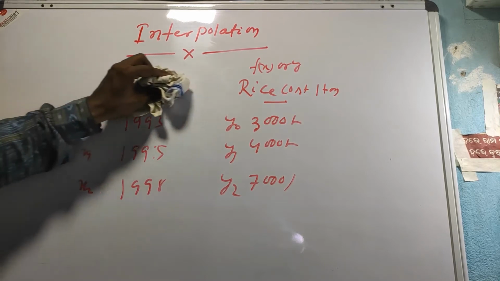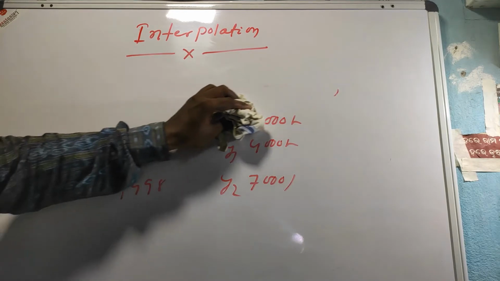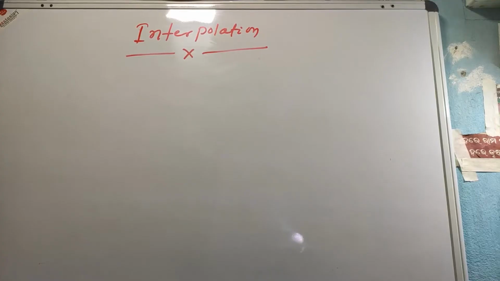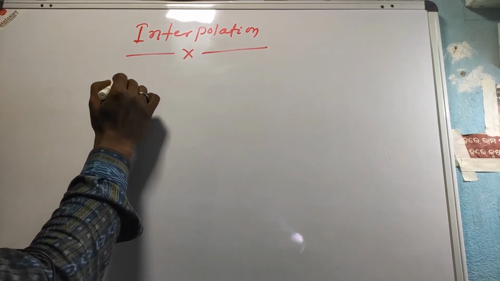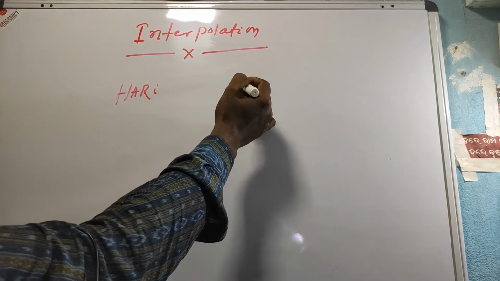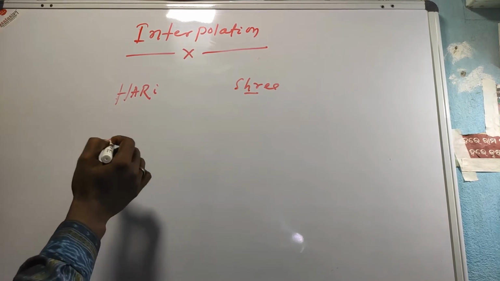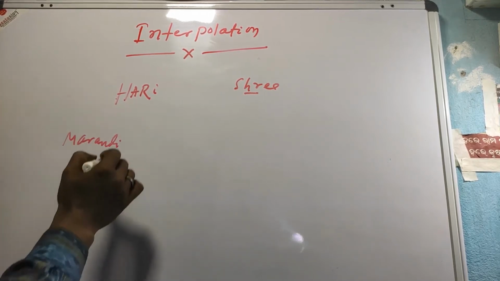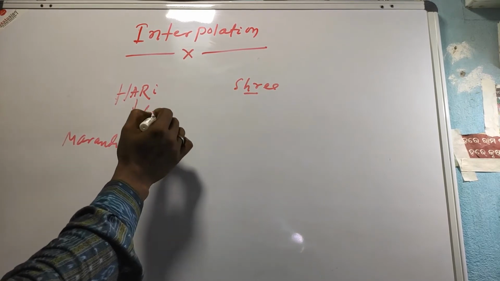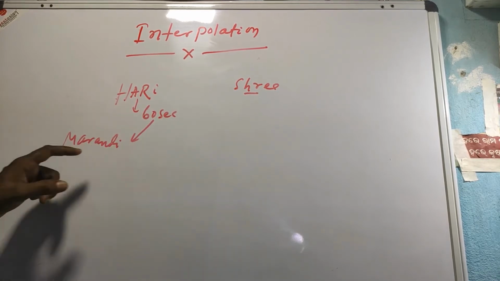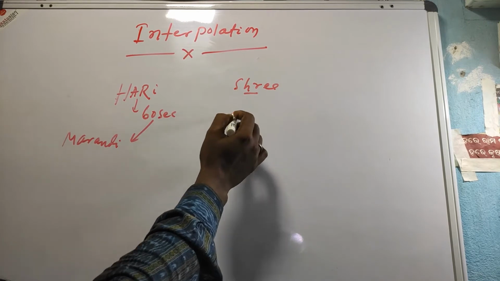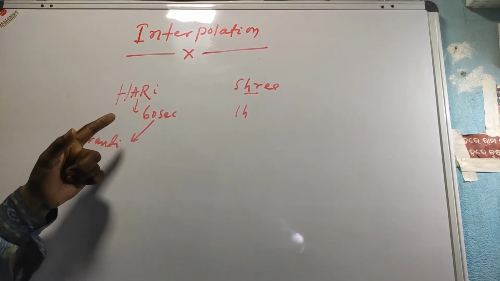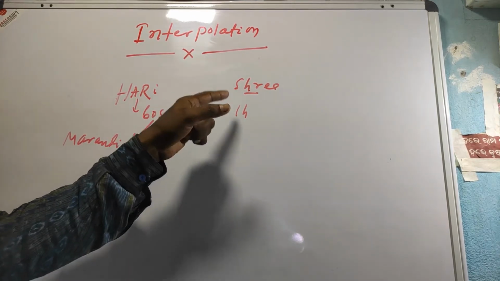Suppose a student watches the activity of a teacher. I give the example of two students. Suppose this is Hari and this is Sri. These are two students. The teacher's name is Marandi. Hari watches the teacher's activity 60 times, every second, to see whether the teacher is good or not, and Sri watches this teacher Marandi once every 1 hour.